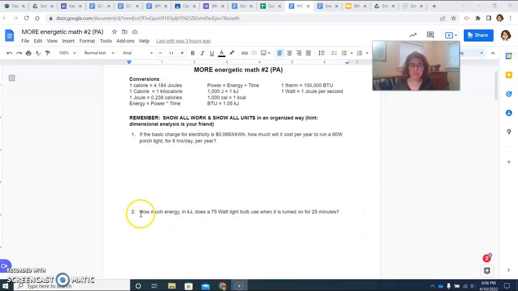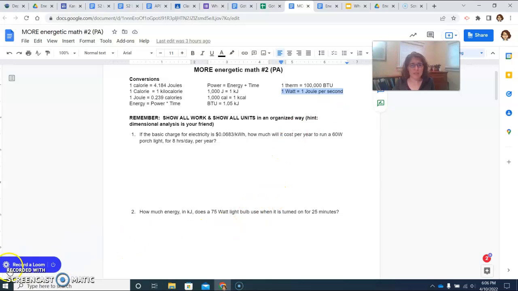All right, in problem number two, I'm asked how much energy in kilojoules does a 75-watt light bulb use when it is turned on for 25 minutes? So again, we're starting in units of power, but we want to get to units of energy, and specifically energy in kilojoules. So we know that energy is equal to power times time. Other thing that we need to pay attention to here is we're starting in watts, but we want to end up in joules. So this is where this conversion at the top is going to be helpful for you. A watt, by definition, is 1 joule per second, or 1 joule over 1 second.